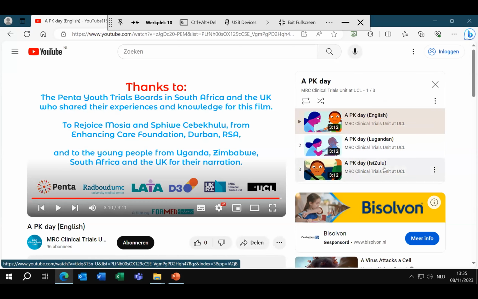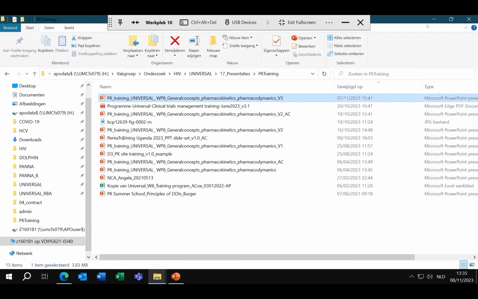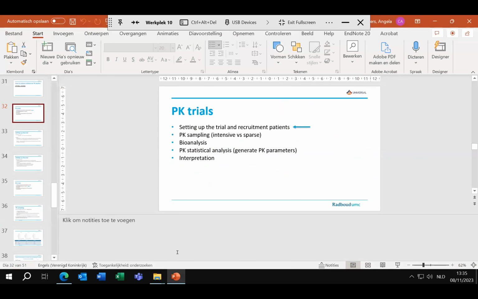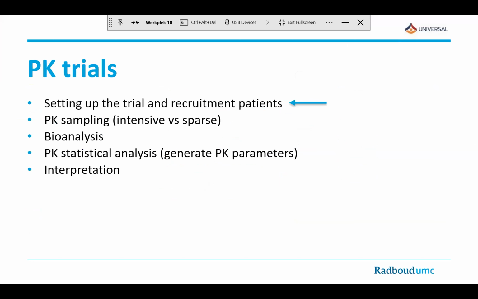I think the Shona version is being developed, and also a Dutch version we are developing. And as you will understand, we developed this video to help doctors explain pharmacokinetics and participating in a pharmacokinetic trial to children and also to their parents, because I think it's a very insightful video.